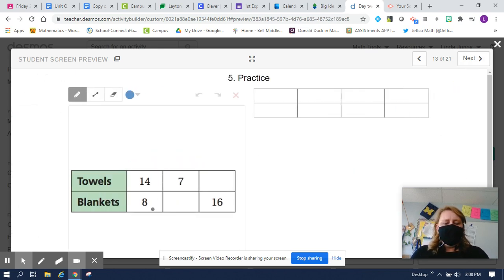Mathematicians love looking for these types of patterns. Okay, now what did I do to get from 14 to 7 or from 8 to 16? What do you notice? I noticed that to get from 14 to 7, I had to divide by 2.